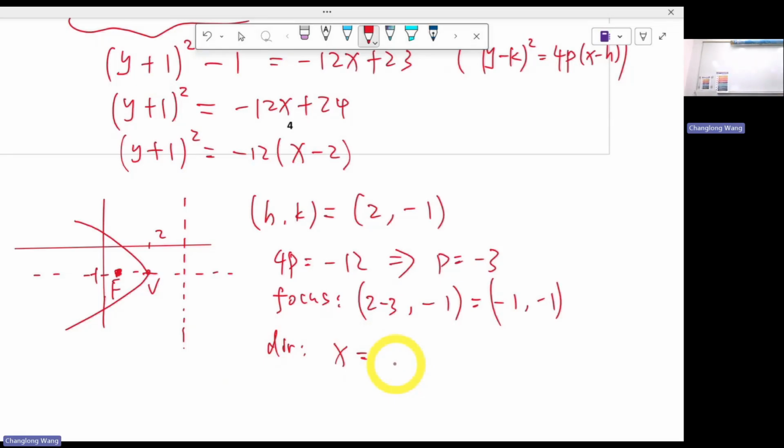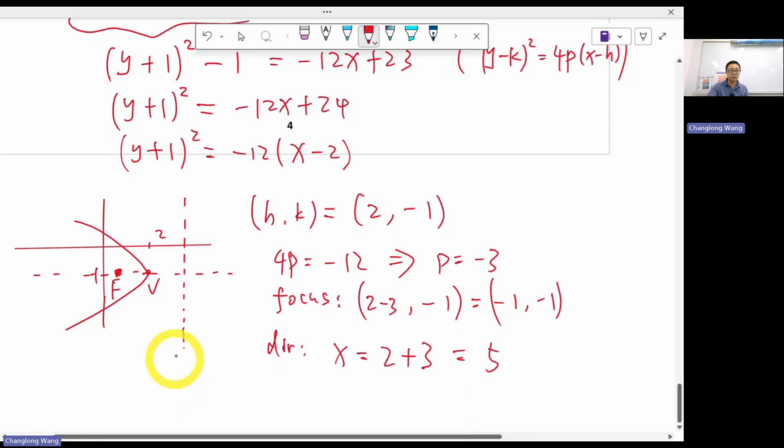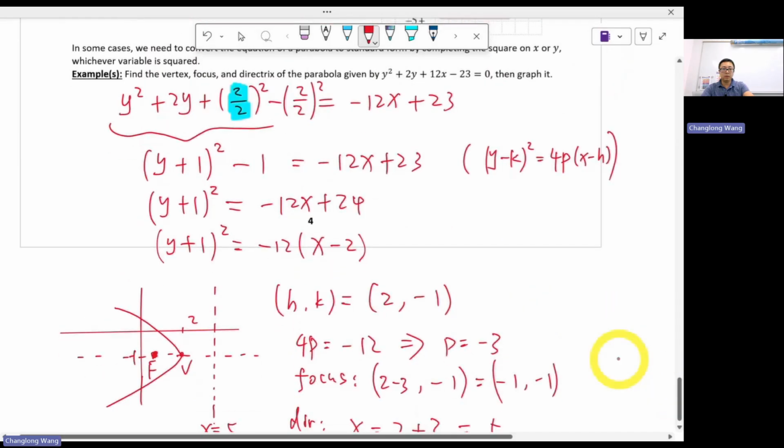But now I need to go to the right by the same distance. If you go to the left by 3 units to get to the focus, go to the right by 3 units. Since the vertex is located at 2, I need to go from 2 to the right by 3 units. So you're looking at x equal to 5. So this directrix will be x equal to 5. Okay, let me zoom out a little bit.